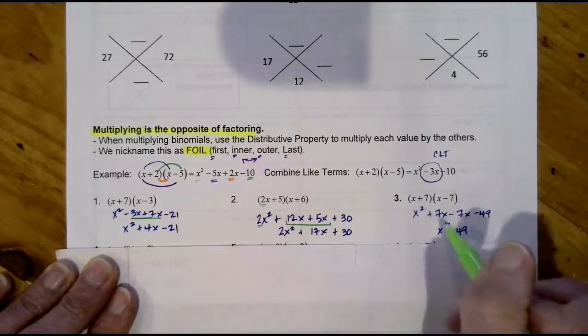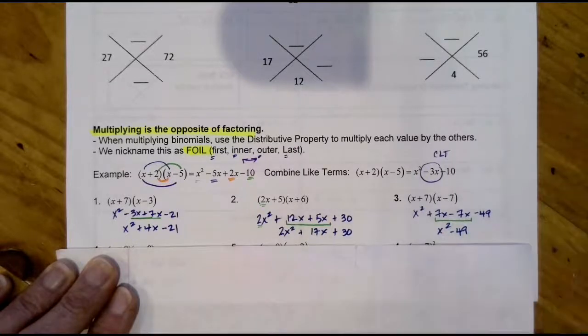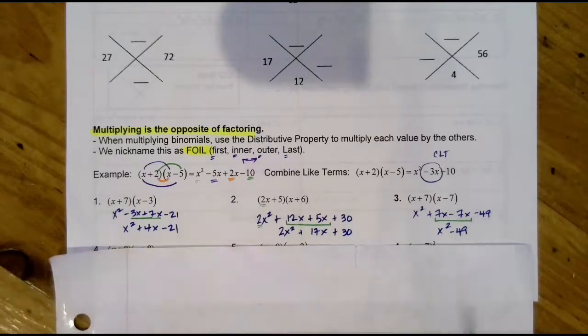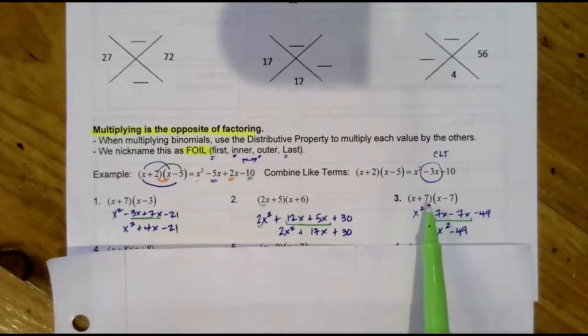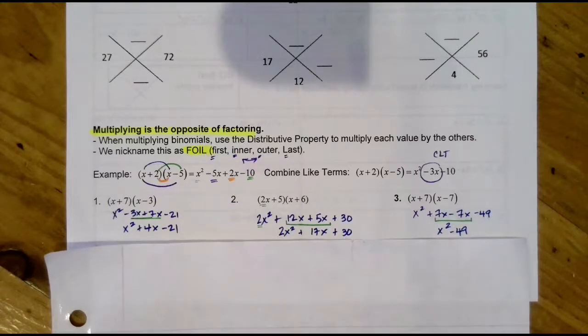This one's kind of fun because I get this 0 pair, because my positive 7x and my negative 7x are a 0 pair and cancel out. This is a special pattern we're going to call the difference of two perfect squares. And that is the result of a sum and a difference as the factors.